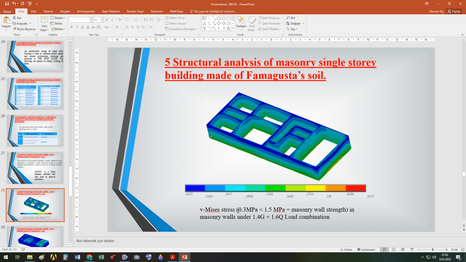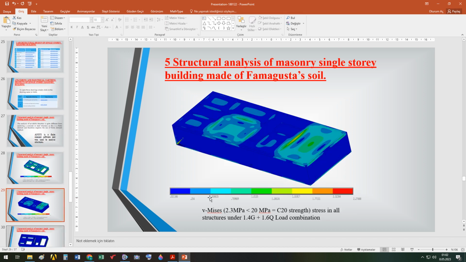So von Mises stress is a criterion, a function of all physical stresses, and it's very small in comparison to the masonry wall strength. Our single-story adobe house walls can sustain the combination of dead and live loads.